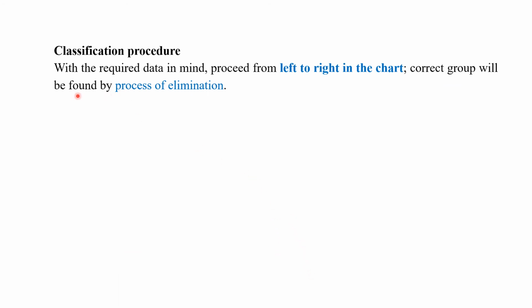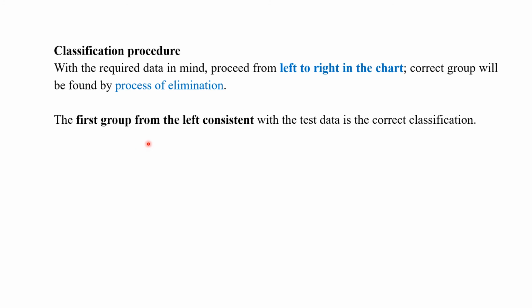As I told you, with the required data in mind, the data means the sieve analysis values, the liquid limit value, and the plastic limit value through which you have determined the plasticity index. So, left to right in the chart, the correct group will be found by the process of elimination. We match the values from the data with the table and move from left to right. Which group it falls in, what the group index is, accordingly we work out its value.